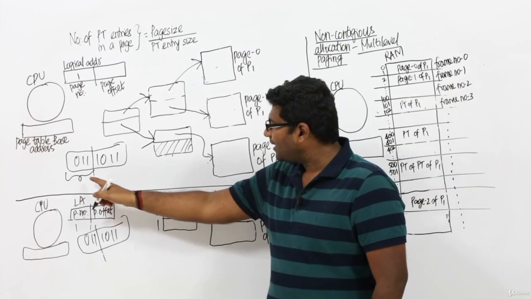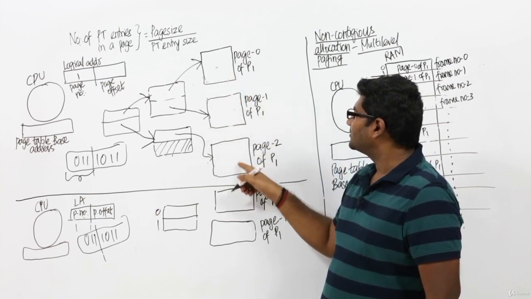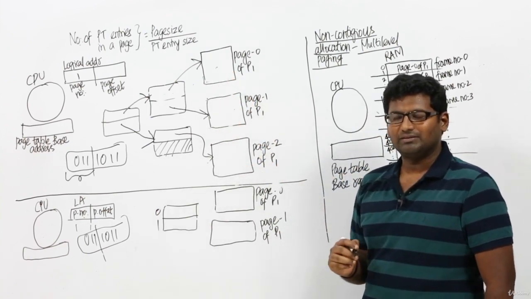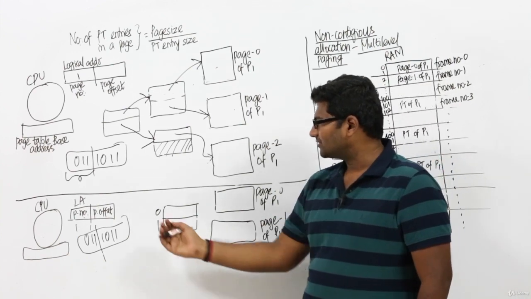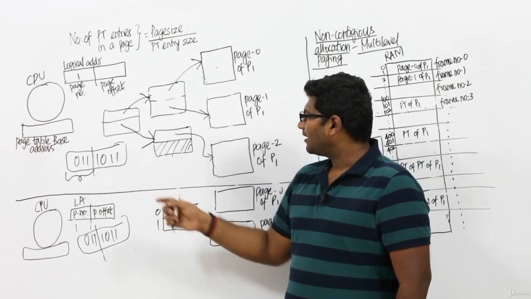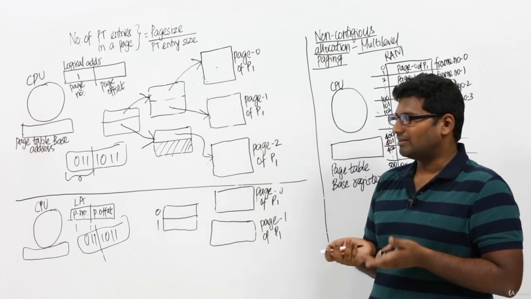Now using this page number field, I should be able to reach one among these three pages, right? One among these three pages. Now after reaching these three pages, it is very straightforward. It is exactly like this. We use the page offset field in order to choose the byte within the page.